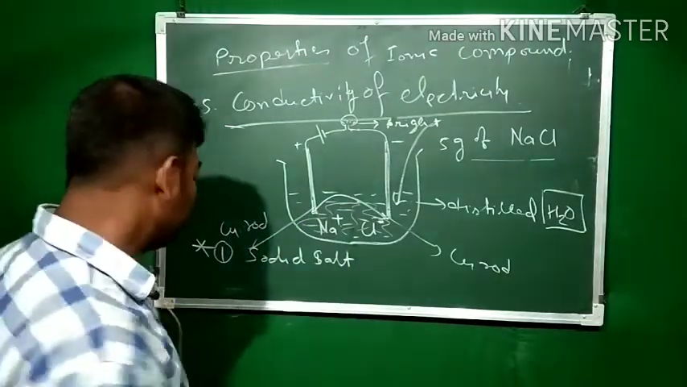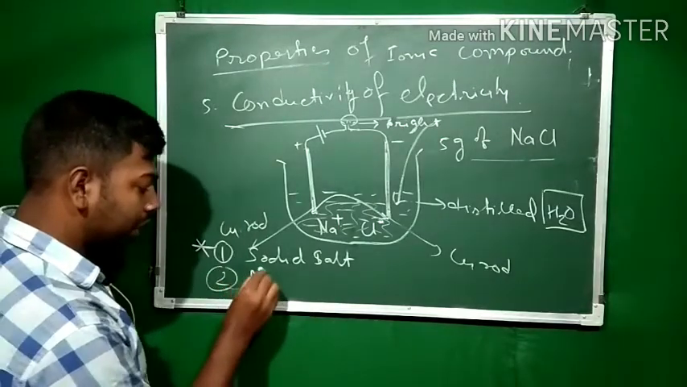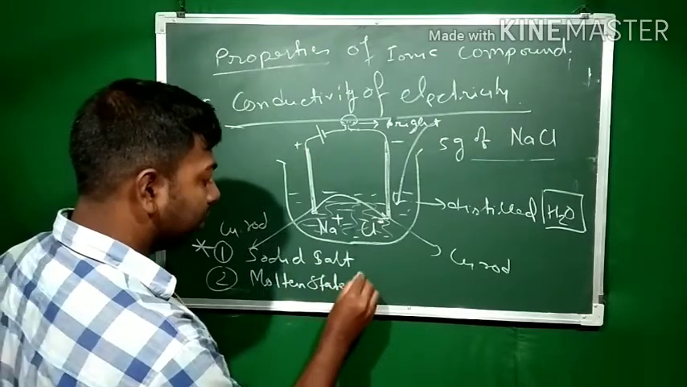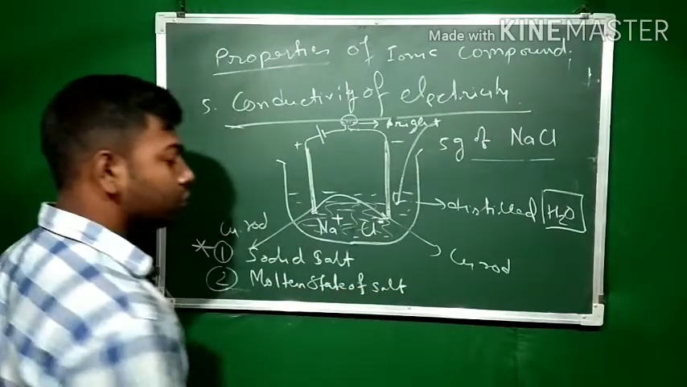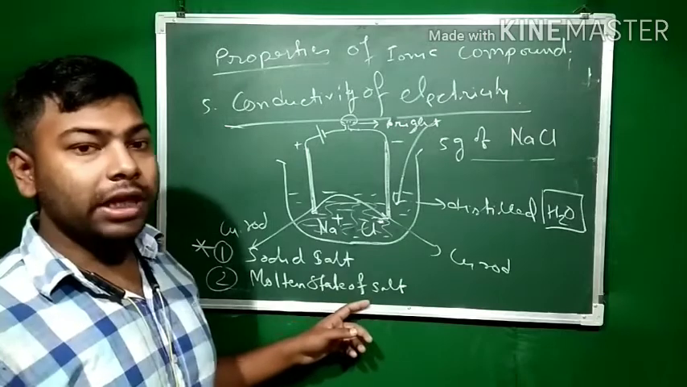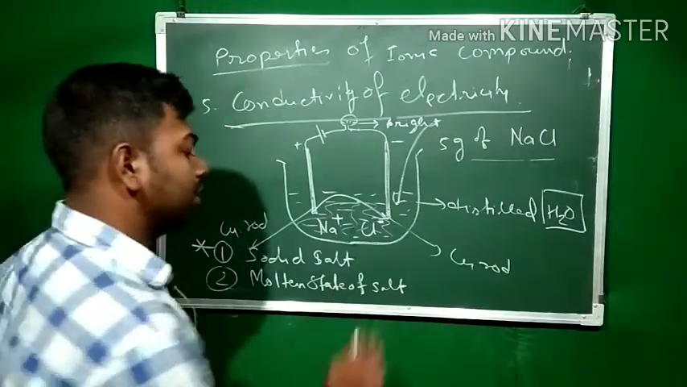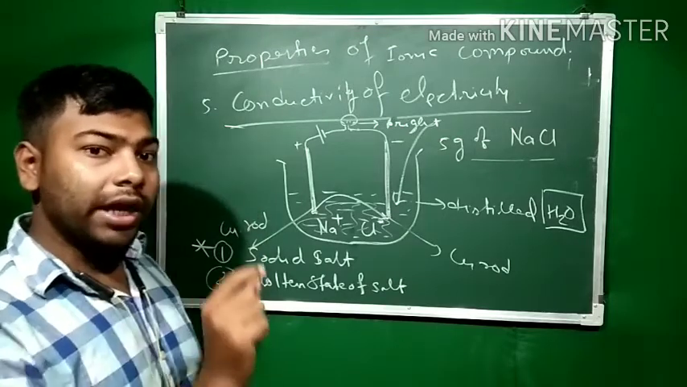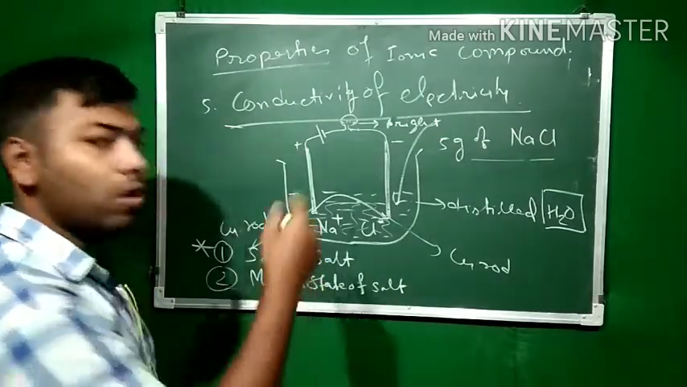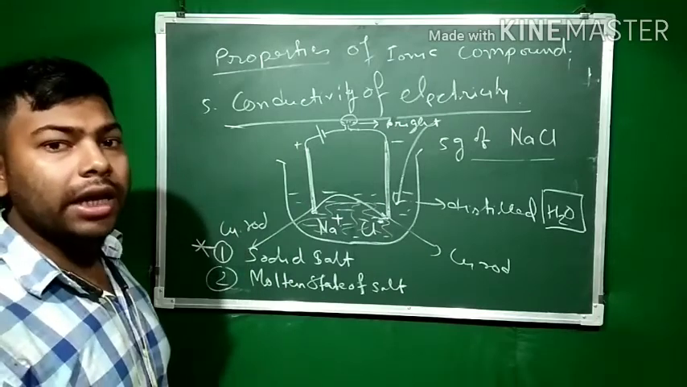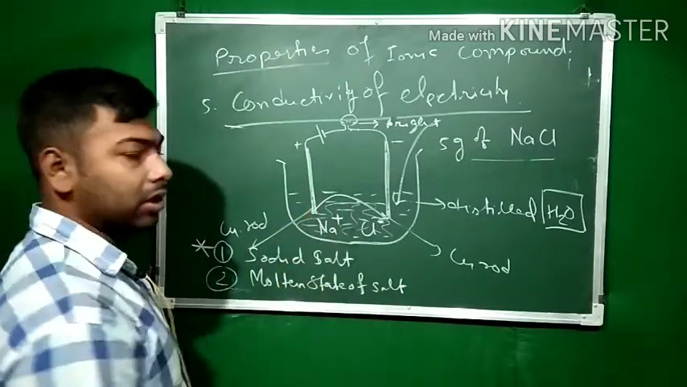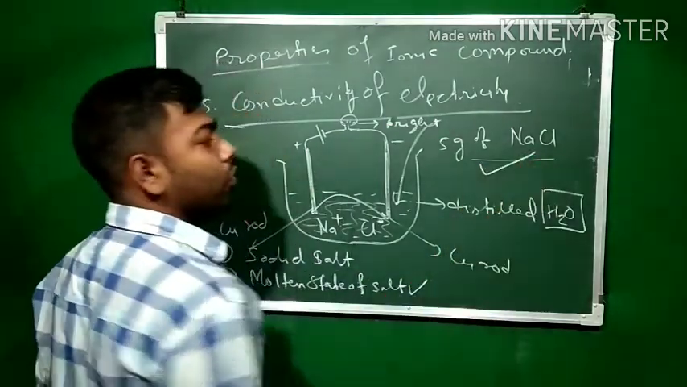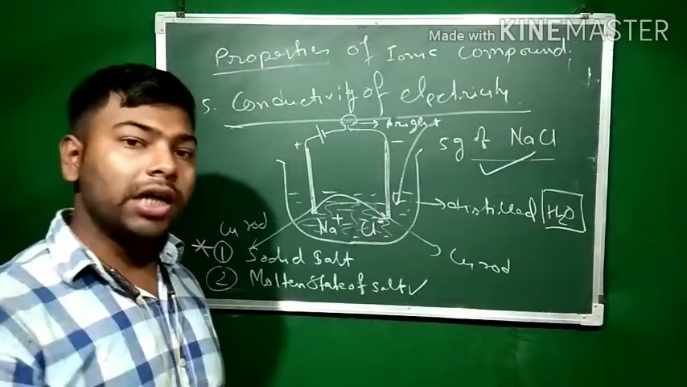But in the molten state, the second condition, molten state of salt, that means melted. The molten state of salt can conduct electricity because it can move from one position to another and carry electrons. That's why the molten state and the solution of salt can conduct electricity.